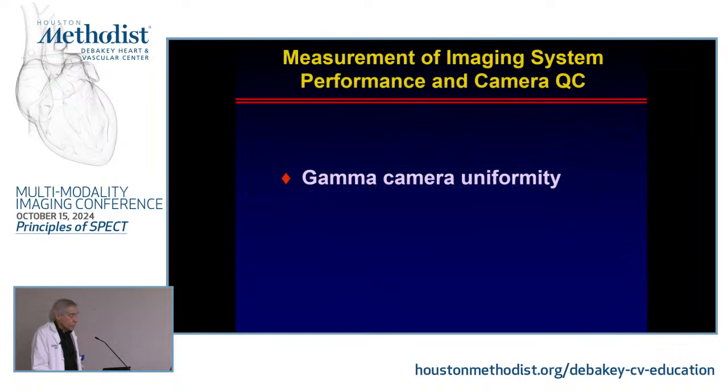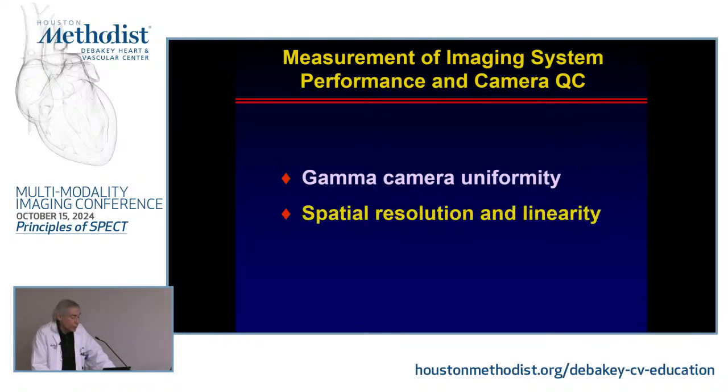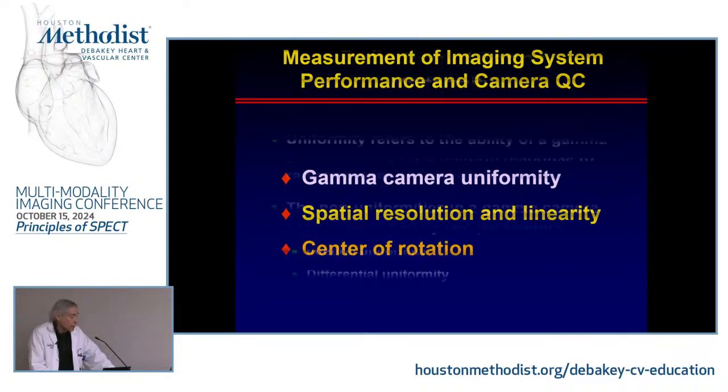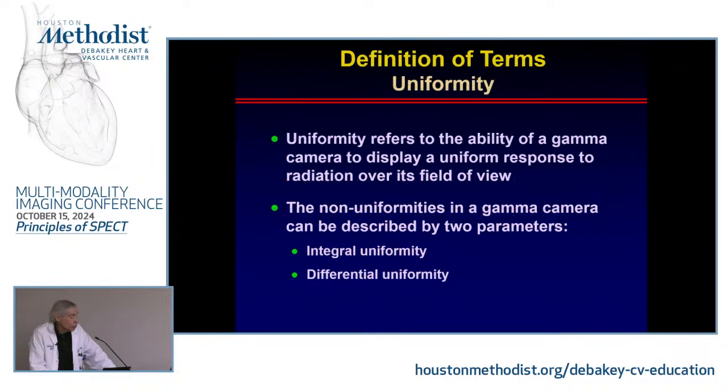Okay, what about uniformity? Every gamma camera has what we call some areas of non-uniformity. And so we look at gamma camera uniformity, we look at spatial resolution and linearity, and center of rotation. Uniformity refers to the ability of a gamma camera to display a uniform response to radiation over its entire field of view.